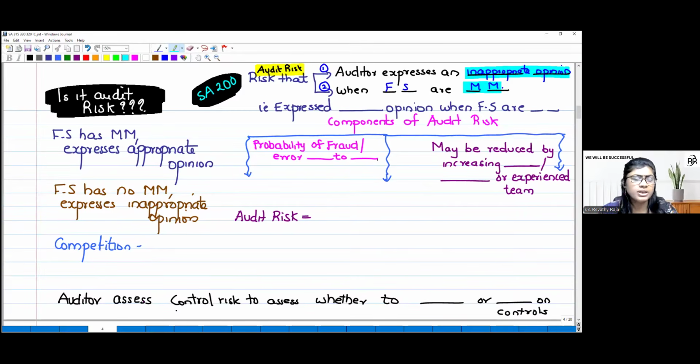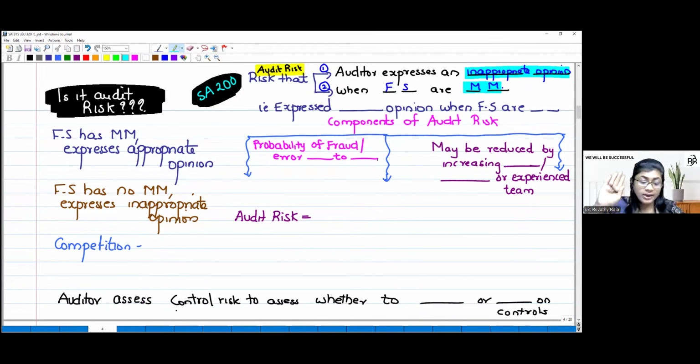Very good. What is the meaning of "and"? "And" means both the conditions should be satisfied, then only it will be a risk. You understood? Very good. If only one condition is there, is it a risk?